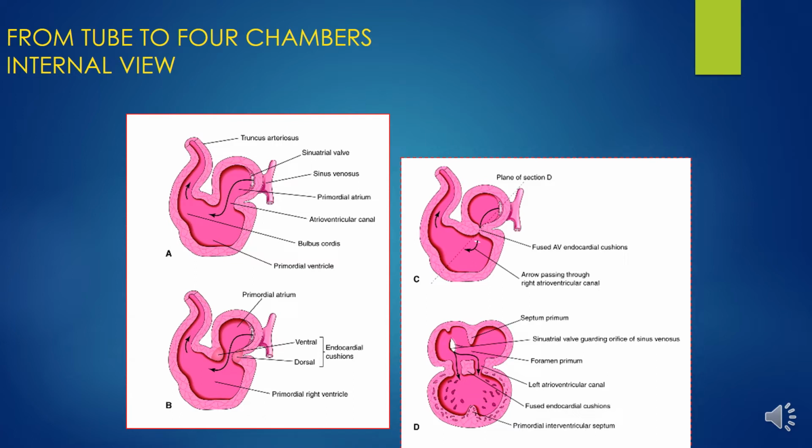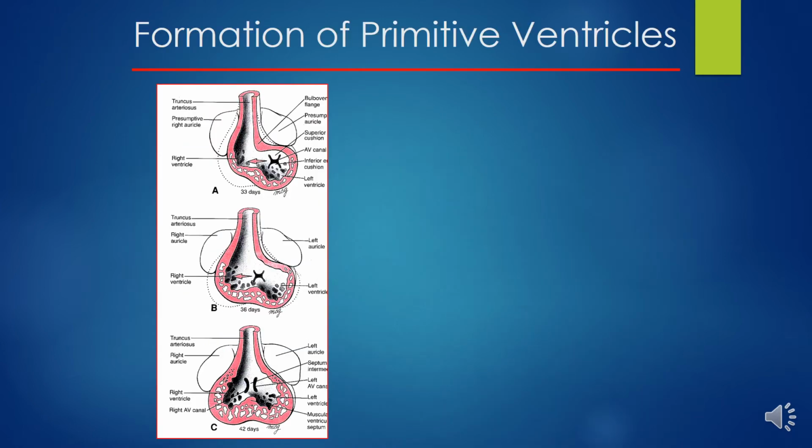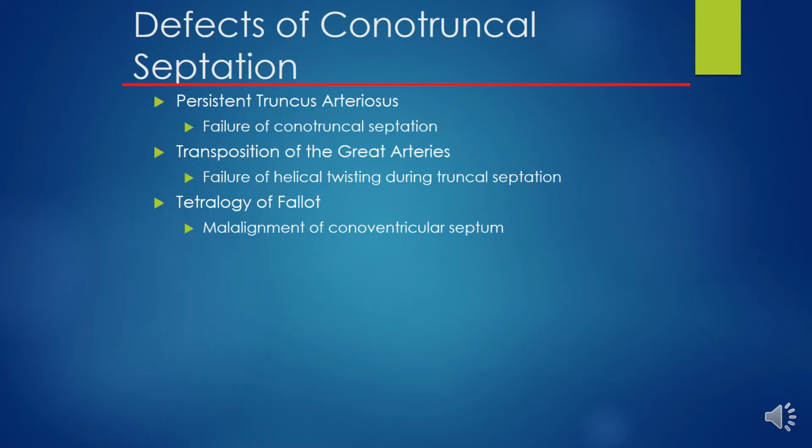Truncus arteriosus as well as interrupted arch have been associated with both deletion of CDC4, a protein involved in neural crest migration, and the microdeletion of chromosome 22q11, which is also associated with DiGeorge syndrome, and with maternal diabetes. Smoking has also been associated. And these are the steps of the formation of the primitive ventricle.